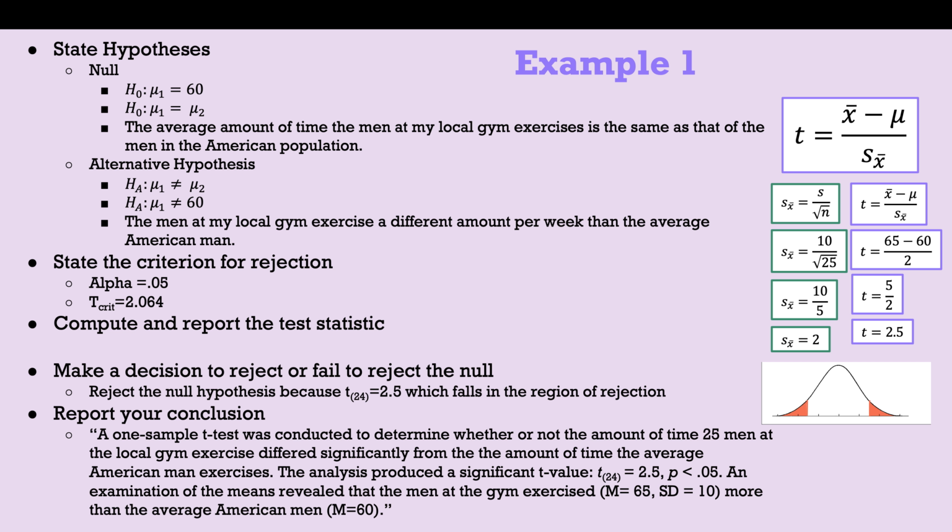A one-sample t-test was conducted to determine whether or not the amount of time 25 men at a local gym exercise differed significantly from the amount of time the average American man exercises. An analysis produced a significant t-value. t subscript 24, which is our degrees of freedom, equals 2.5, comma, p is less than 0.05 because we set our alpha at 0.05. An examination of the means reveals that the men at the gym exercised, M equals 65, standard deviation equals 10, more than the average American man, M equals 60. So that is how we conduct a one-sample t-test.